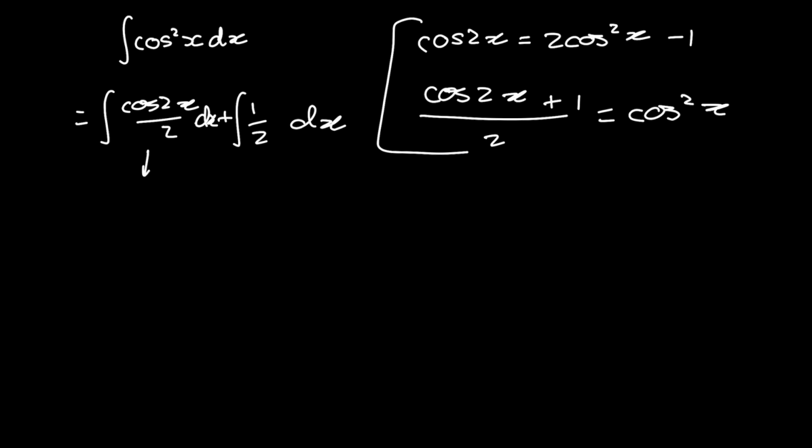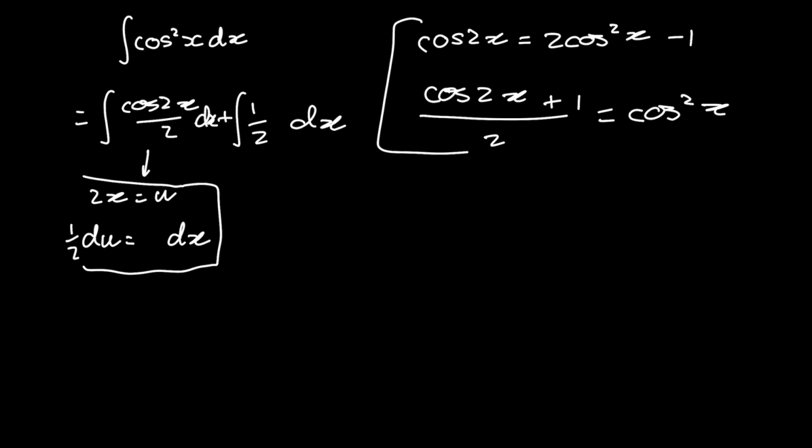So for this integral, I'm going to make a u substitution. I'm going to let 2x equal u. Then differentiating u in terms of x, we get 2 dx. But as you can see, we only have a dx, we don't have 2 dx. So if we take the 2 across, then we can substitute in 1 over 2 du for dx.